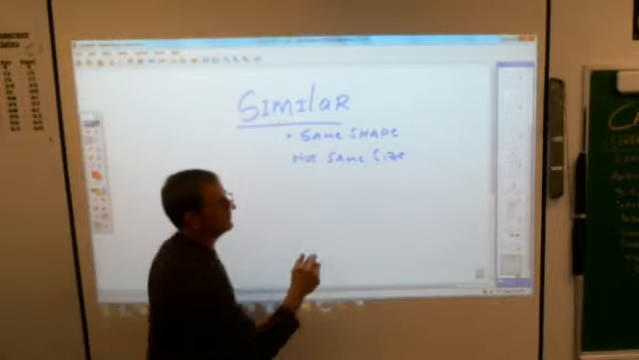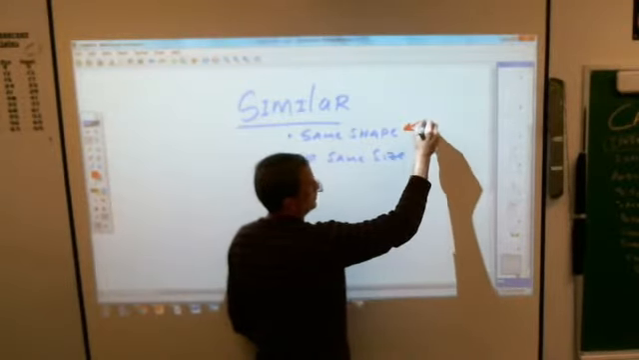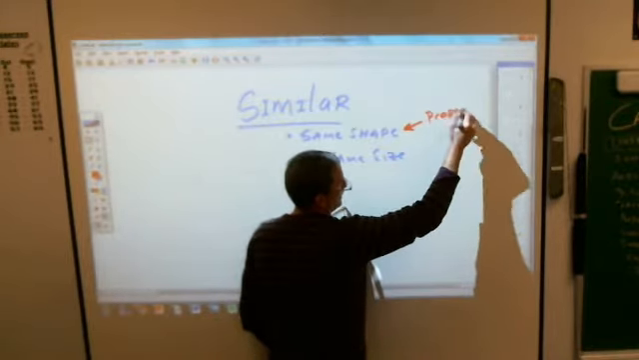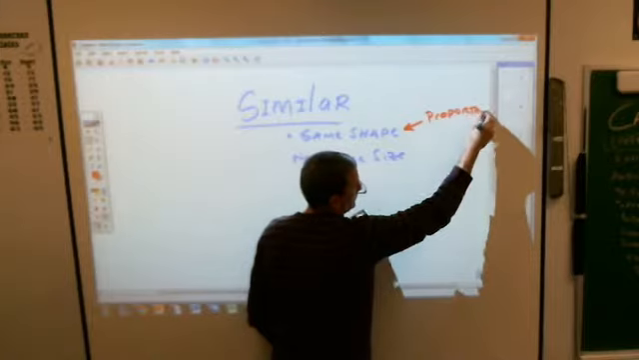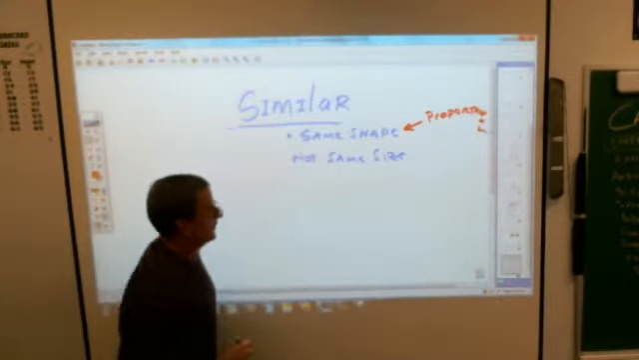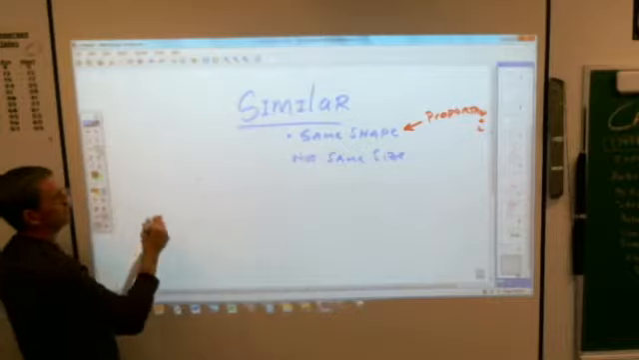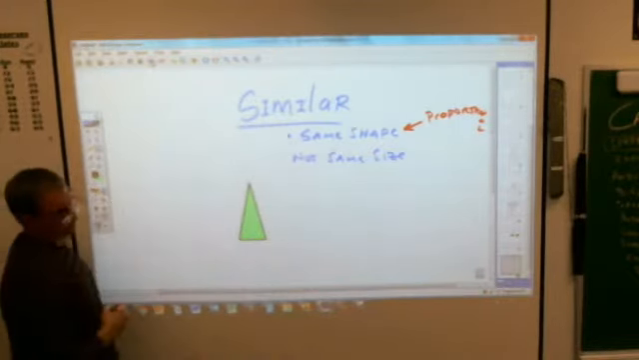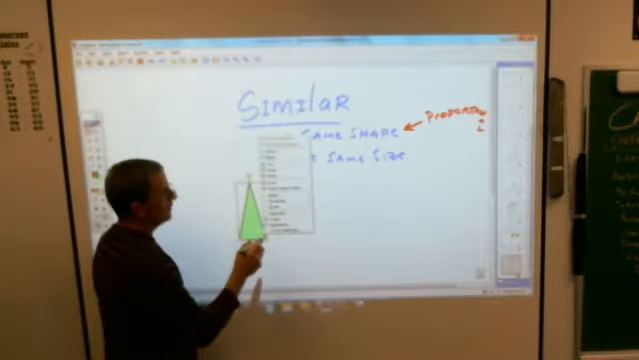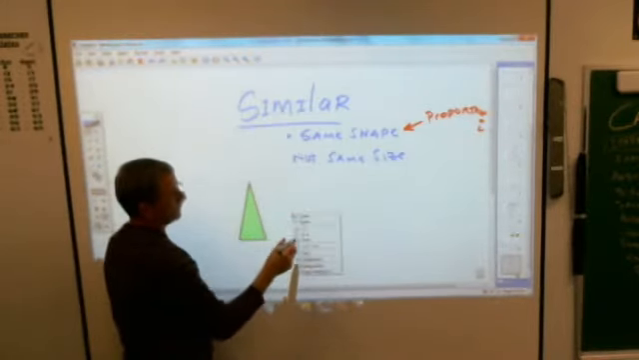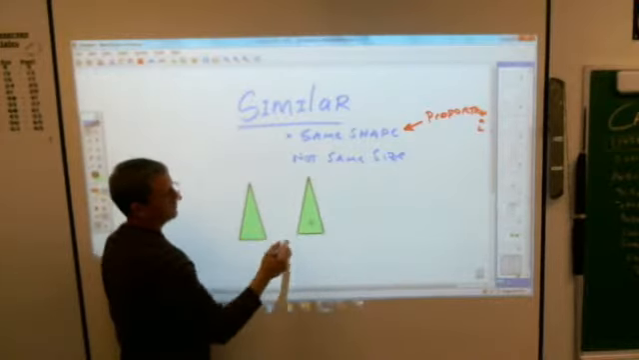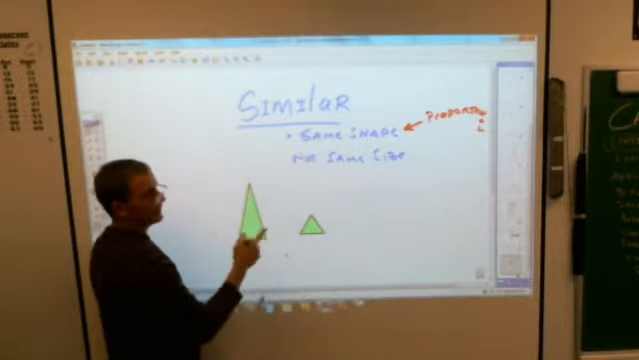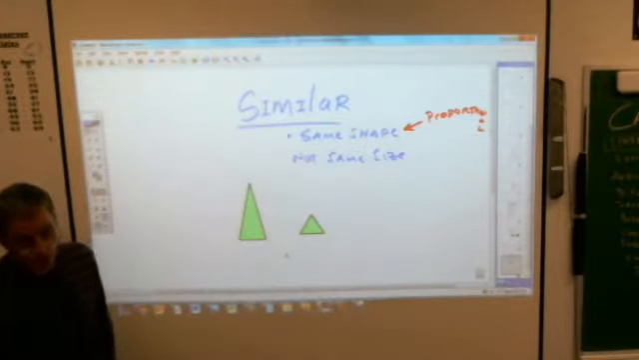But you have to be a little careful with that. When we talk about something being the same shape, it has to be what we call proportional. And I'll talk about that for just a second here. It has to be proportional, which means this. There is a triangle. For another triangle to be similar to it, these two triangles are not similar, even though they're both triangles.